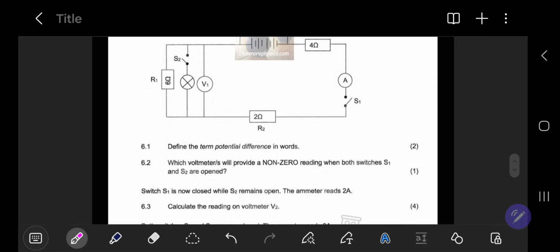Now 6.1 asks you to define the term potential difference in words, which we know is the work done per unit charge or the energy transferred per unit charge. So either one of those are fine. I'm going to write down both for you.